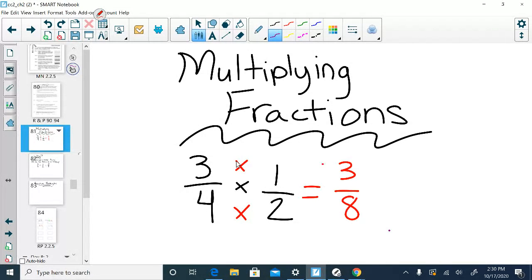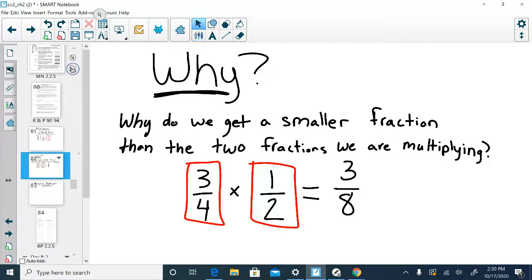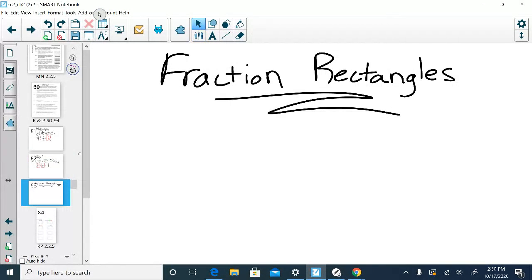And that would be the correct answer. But do we understand how we get to that answer? In other words, do we understand why we get a smaller fraction than the two fractions that we multiply? Meaning that 3/4 and 1/2 are both larger fractions than 3/8. So why is it that when we multiply, we get a smaller fraction? We're going to think about this using fraction rectangles. That might help us out.